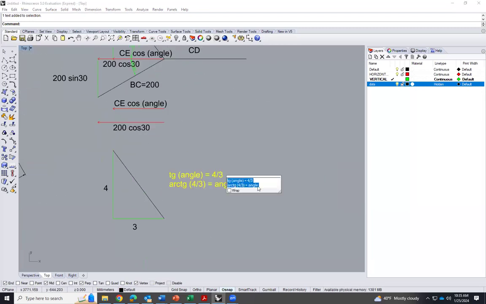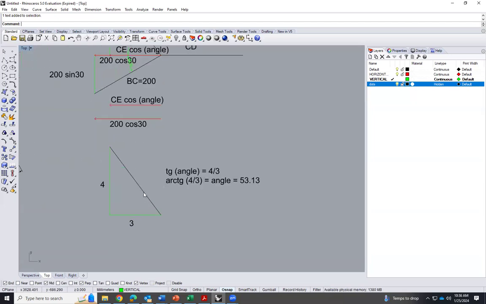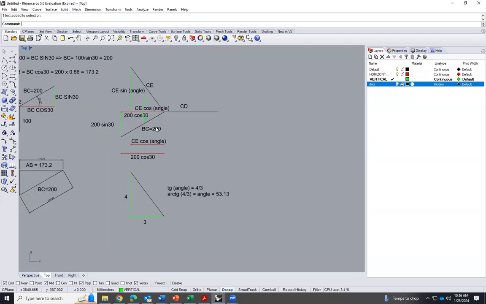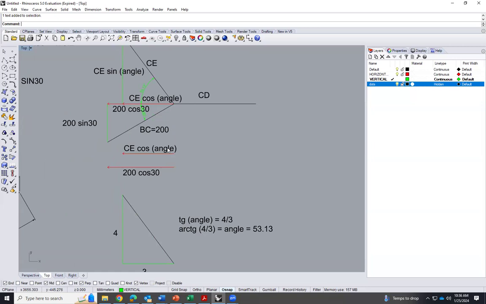So that angle is 53.13. If you haven't done this before, you have to practice so that you make sure that everything is correct. Okay, so that we know how to calculate the angle, because if we don't do that, it will be very difficult. And now we only have to create the vertical and the horizontal equations.